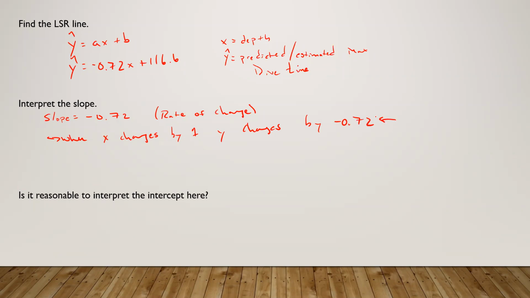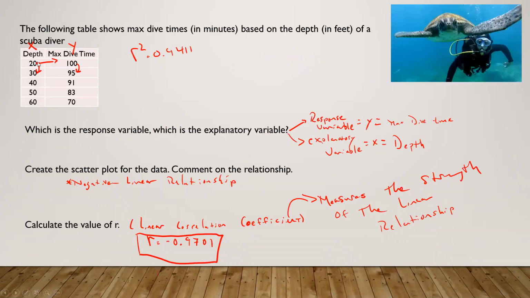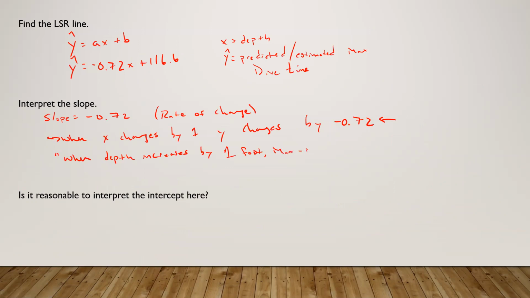negative 0.72. But how can we put that in the context of our problem, like depth and max dive time? Can anybody put it into words so it's more relatable to the problem? When depth changes by one, then the max dive time changes by negative 0.72. That's exactly right. So let me put a little bit more verbiage here. When depth increases by 1 foot, for each additional foot you increase your depth, max dive time falls 0.72 minutes. So falls or decreases.